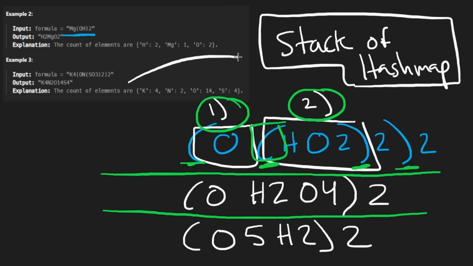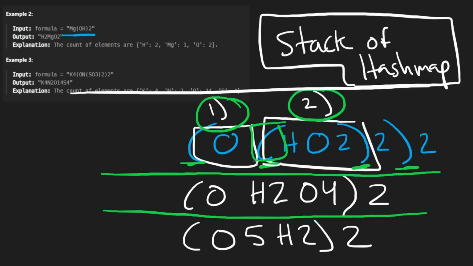How did I come up with this? Did I just randomly think of it? No, I had to draw out these examples. When I first started this problem, I had no clue how to solve it. I tried using a stack just to add the characters to the stack, and I realized that that doesn't work, because we have to keep track of the count. That's why we need the hash maps.